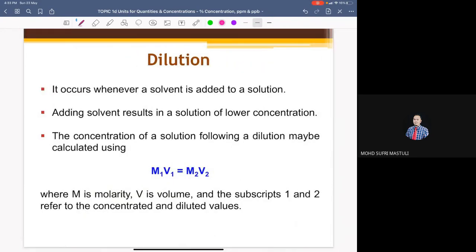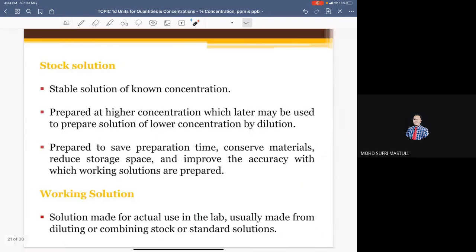So now we come to the dilution. Dilution occurs whenever a solvent is added to the solution. We dilute the original concentration. Adding solvent results in a solution with lower concentration. The concentration of solution following dilution can be calculated using this formula M1V1 = M2V2, where M is molarity, V is volume, subscript 1 and 2 refer to the concentrated and also diluted values.